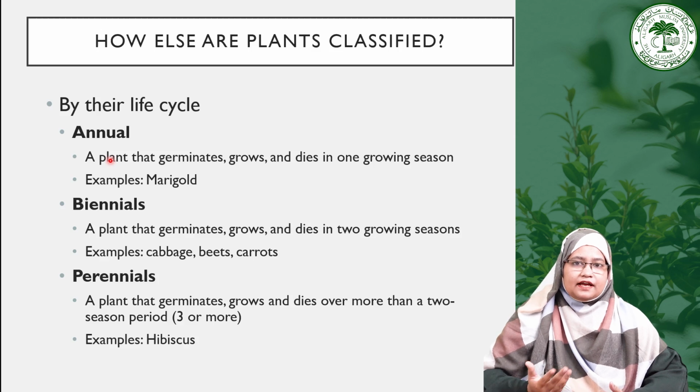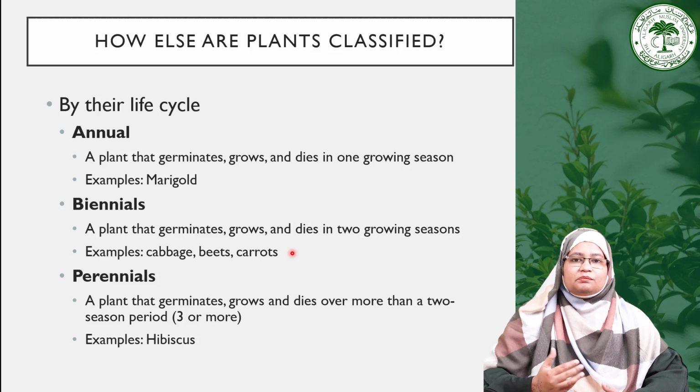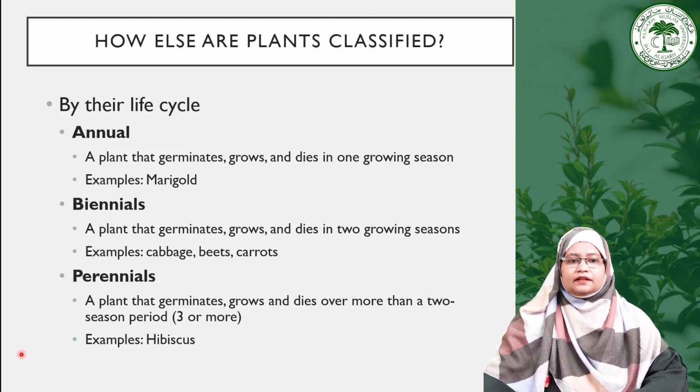As you know, marigold grows for only one season, then at the end of the winter season it dies. Biennials are plants that germinate, grow and die in two growing seasons, like cabbage, beetroots and carrots. These plants require two seasons to complete their whole life cycle, from seed germination to flowering, and lastly seed formation, then they die. Then the third category of plants, depending upon their life cycle, is the perennials.